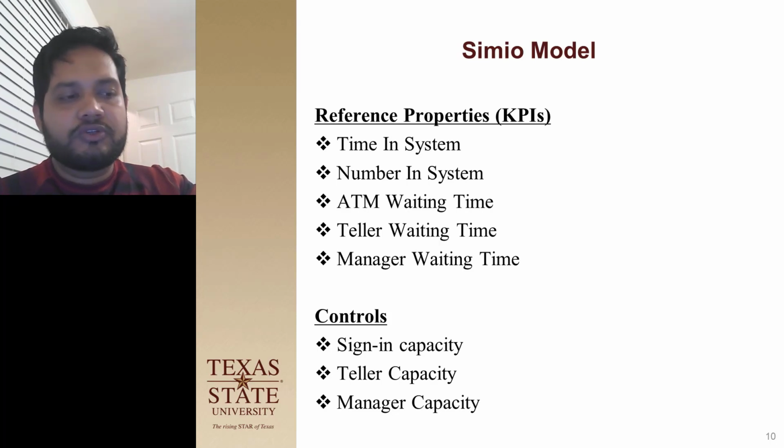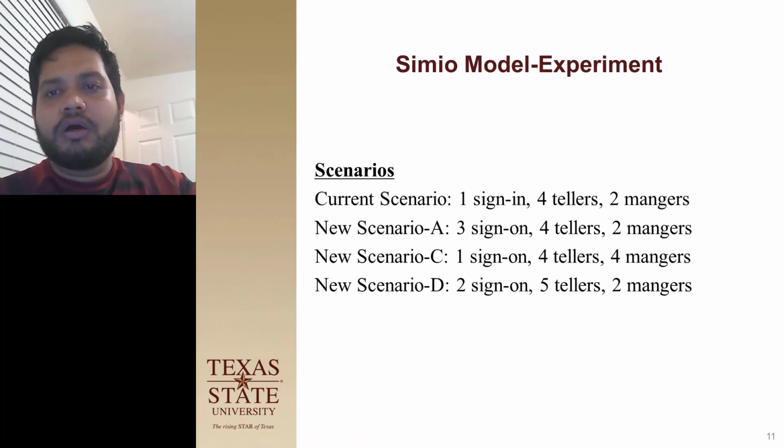And there are 3 controls: sign-in capacity, teller capacity, and manager capacity. Controls are defined in the facility view and viewed in properties, as we defined over there, and in different scenarios the controls are changing. So we actually get 4 scenarios.